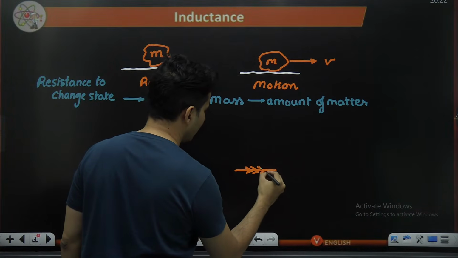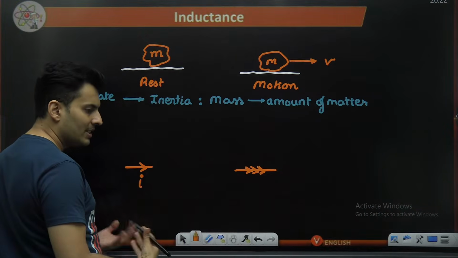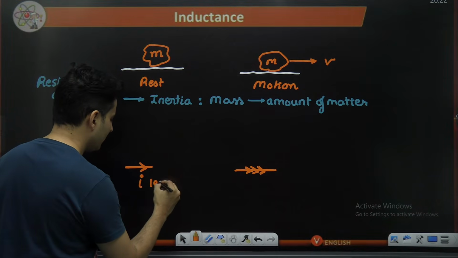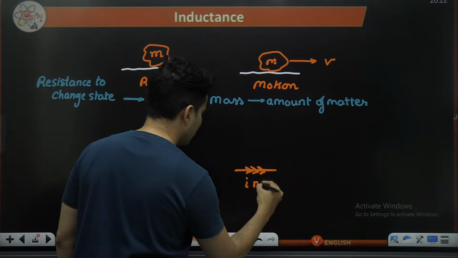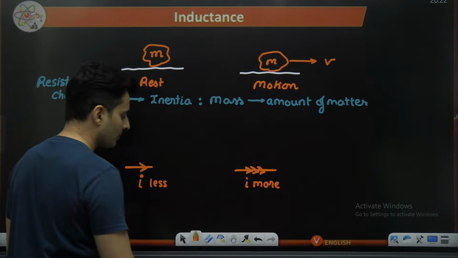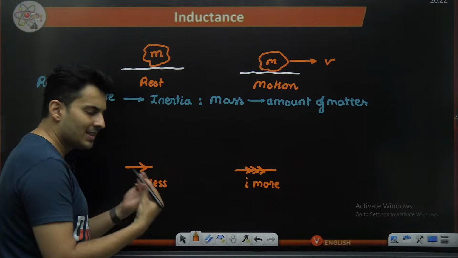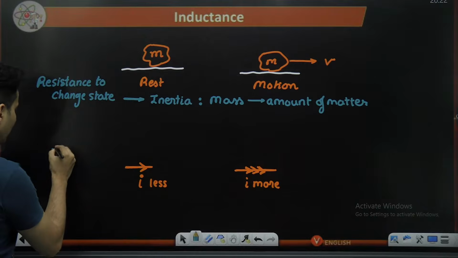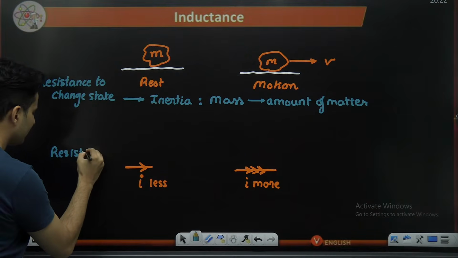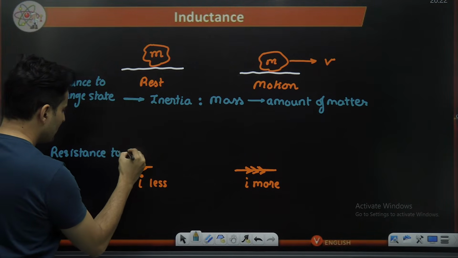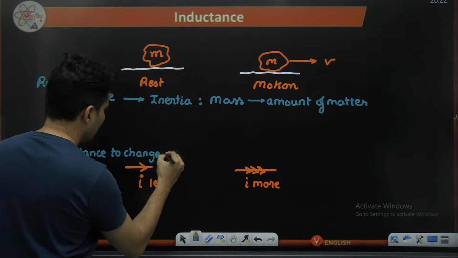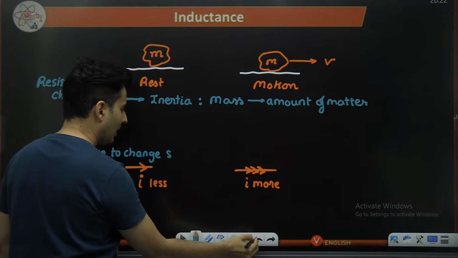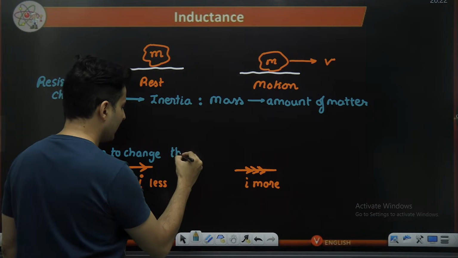Okay, more current or less current will flow through it. The current will change. So right now the current was less, and let's say now the current is more. In this situation, when you're changing the current, there will be some kind of resistance to change the current.